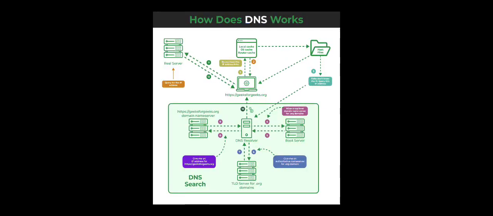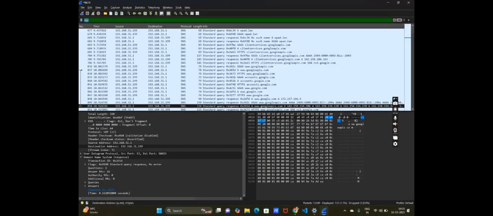Uses of DNS: it allows users to access websites using easy-to-remember names instead of numeric IP addresses. It helps connect devices to online services, such as emails and cloud applications. Example: instead of typing an IP address like 172.217.160.78, you simply type www.google.com, and DNS takes care of the rest. Type SSL to view encrypted HTTPS packets.